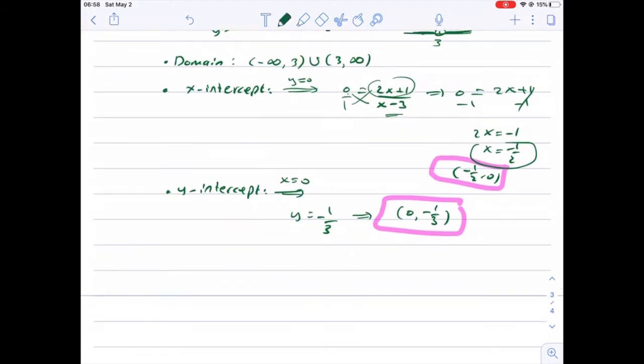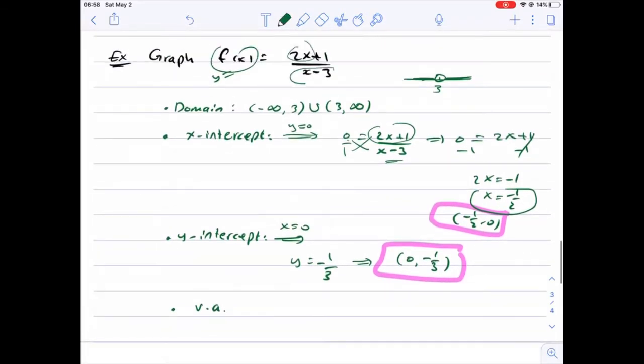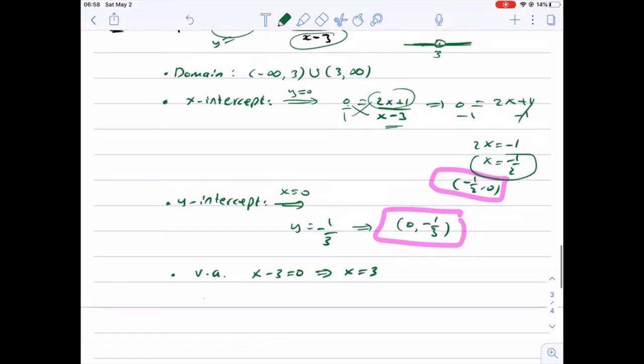Now, after finding these, we find the asymptotes. So we have the vertical asymptote. What is the vertical asymptote? We look at the 0 of the denominator. The denominator is x minus 3. So we set x minus 3 equals 0. And as you can see, this function is written in lowest terms, so we don't need to worry about holes. Just the vertical asymptote. And the vertical asymptote is the 0 of the denominator. So x equals 3 is a vertical asymptote. As we mentioned, no holes.